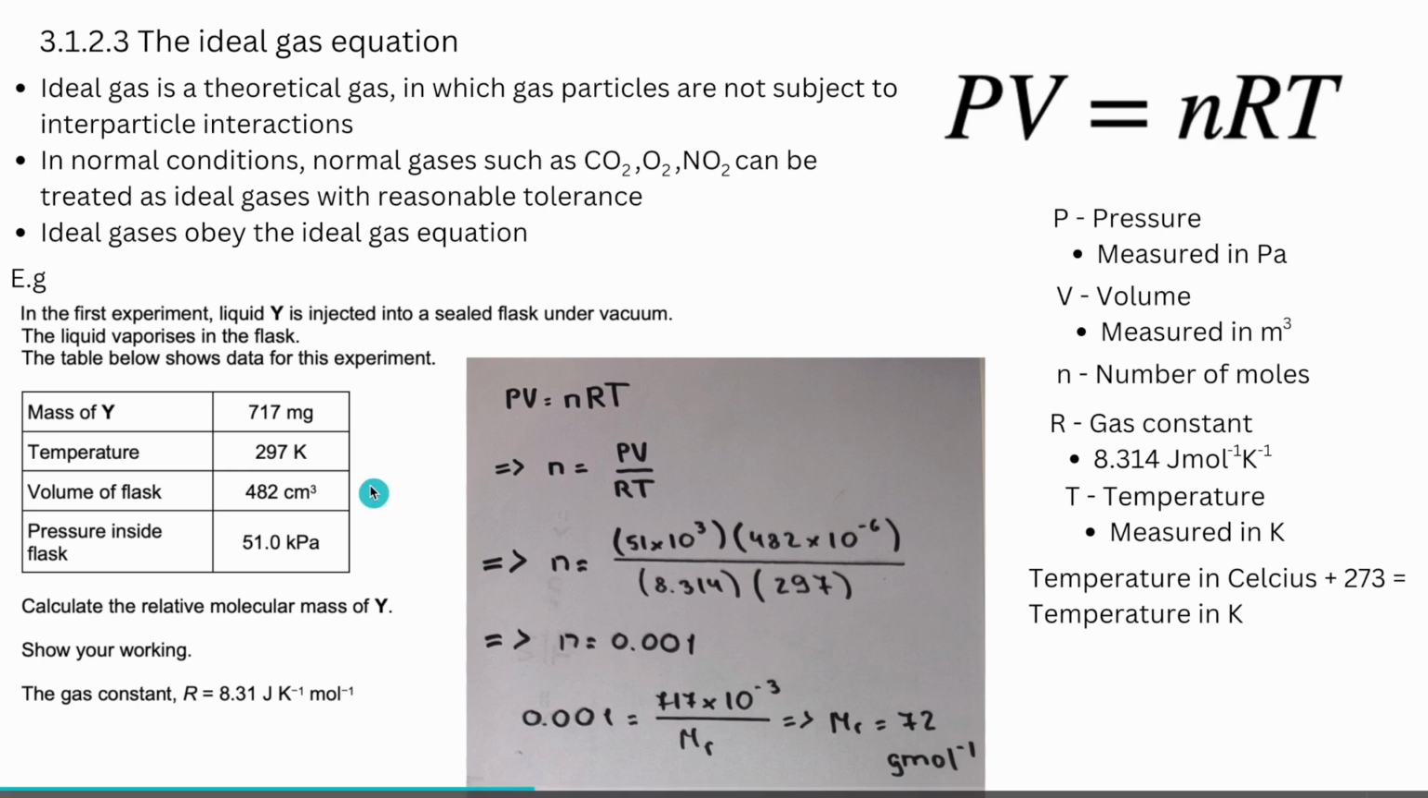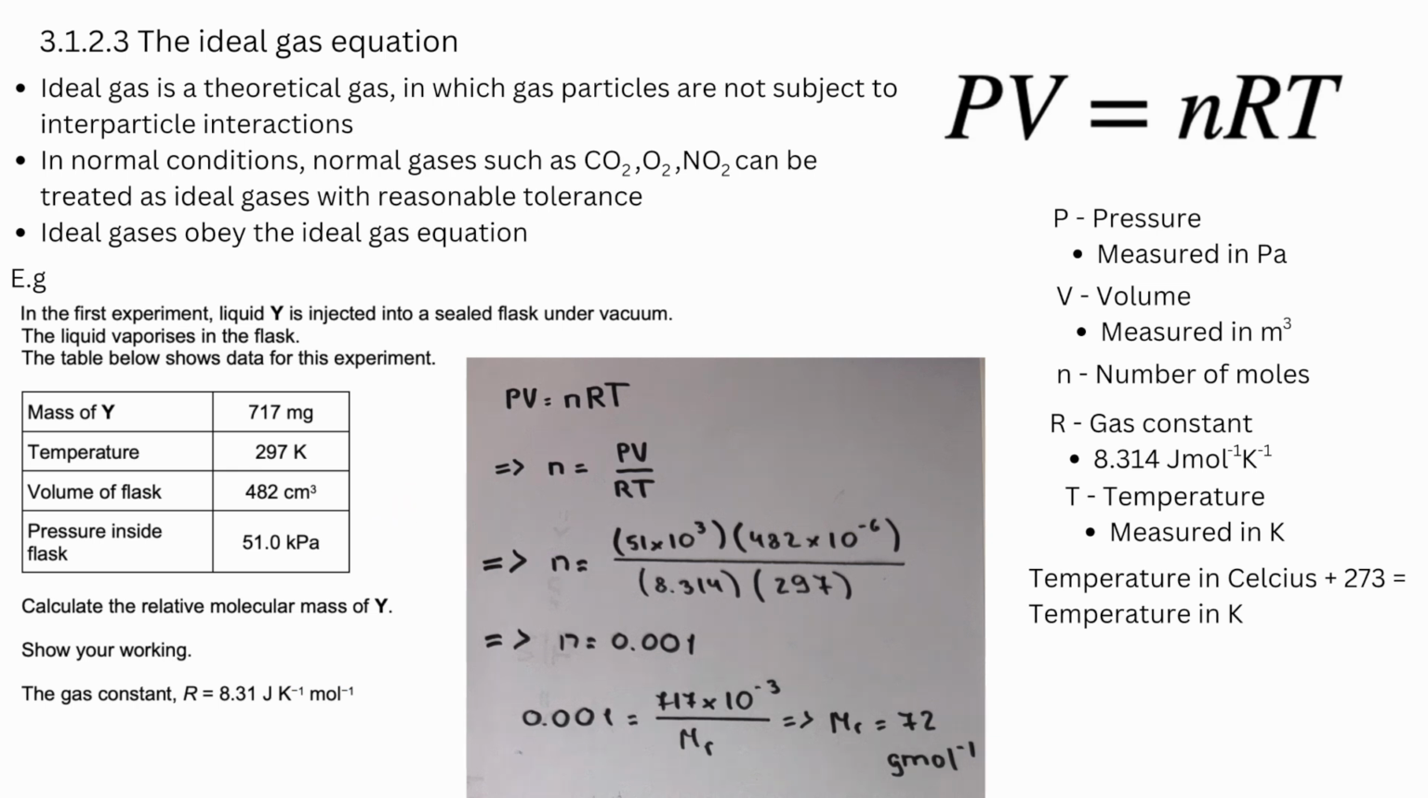In the first experiment, liquid Y is injected into a sealed flask under vacuum. The liquid vaporizes in the flask. The table below shows data for this experiment. Calculate the relative molecular mass of Y.